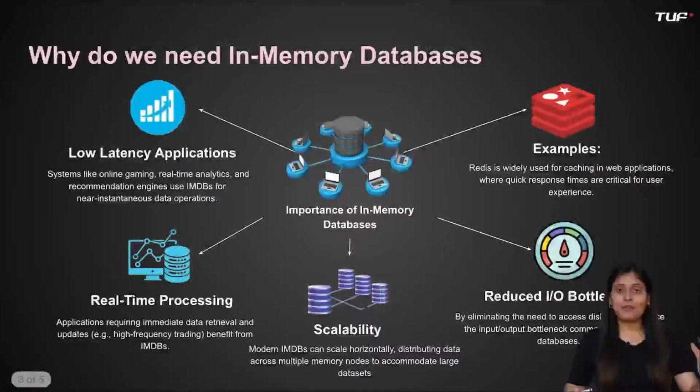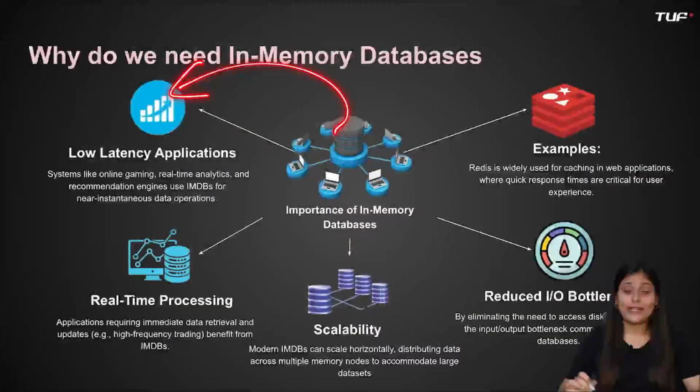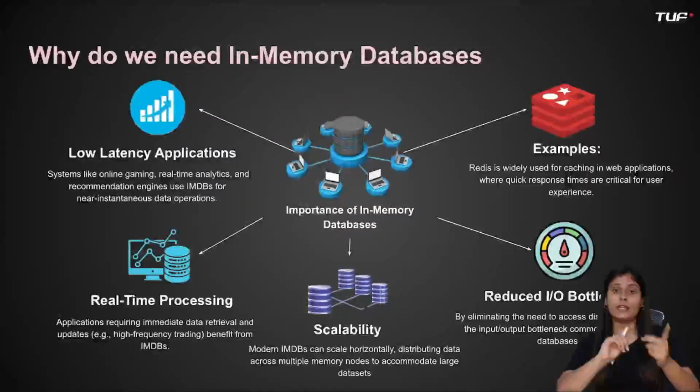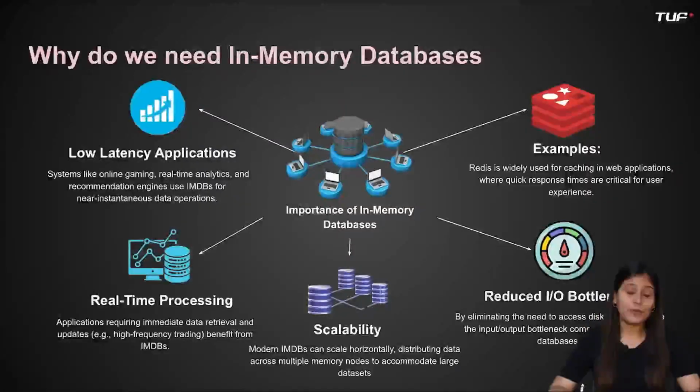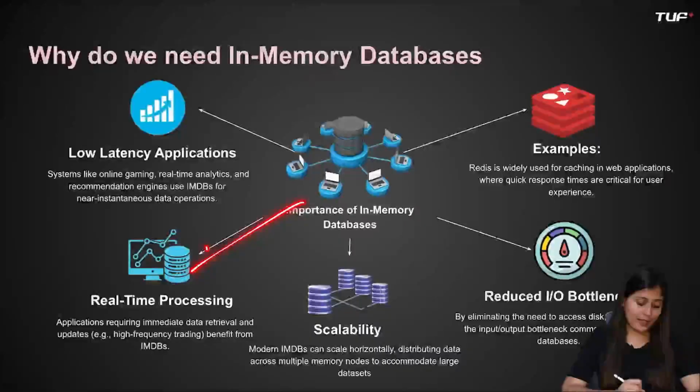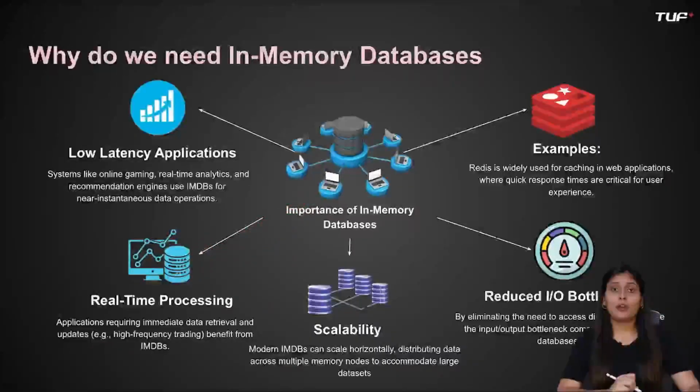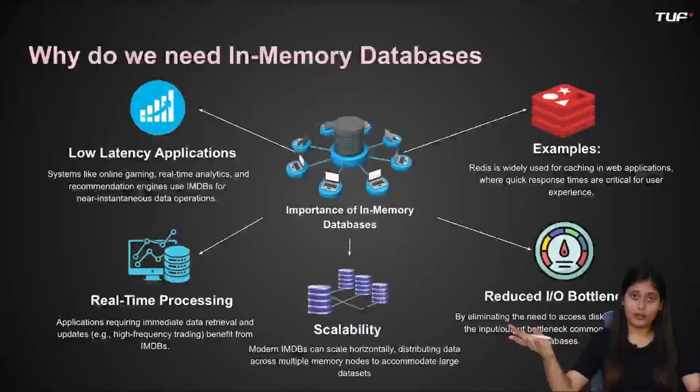Next, why do we need an in-memory database? First, it provides low latency applications. As the input read-write operations are very fast in RAM, the delay in the query will be very small. Hence, it is a low latency application. Second, real-time processing. In applications like the stock market, finance trading apps and online games, where data needs to be frequently changed, modified and retrieved, we go for an in-memory database, which will be very fast and efficient compared to saving the data on disk.